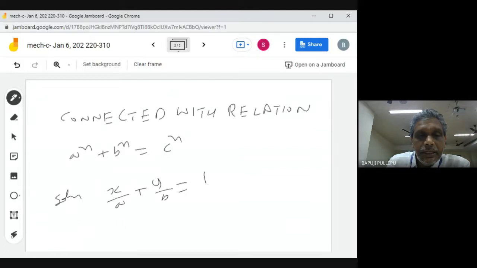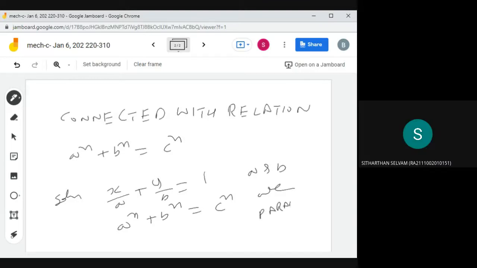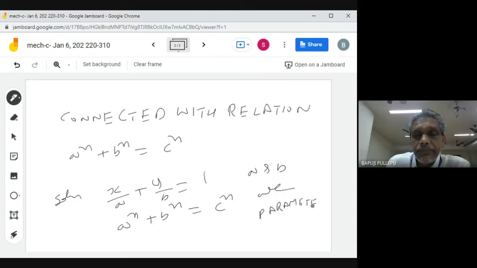Correct? The condition is what? One condition they will give: a power n plus b power n is equal to c power n. And a and b are what? Parameters, sir. Very good. Parameters. Correct? Now, I will take b is equal to f of a like this. b is equal to f of a.